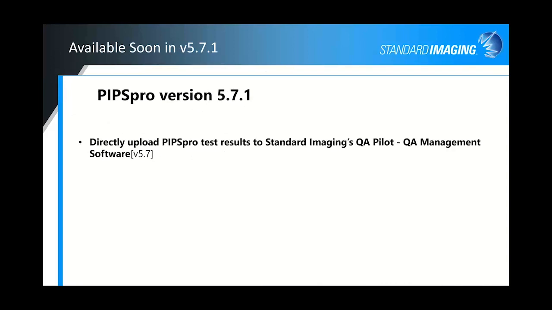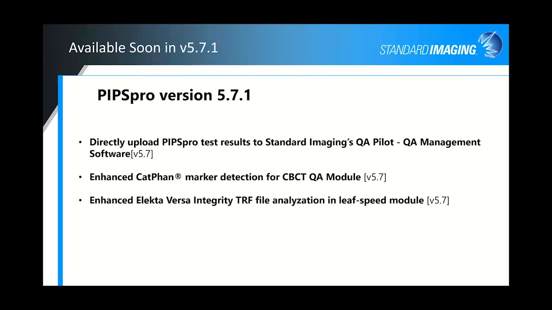So just looking into some of the components of what we're adding, we just have that direct upload to QA Pilot. We had some enhanced Catphan marker detection within that cone beam QA module, so that's been improved. It makes your life a little easier when you are doing your cone beam tests. We've added some enhanced TRF file analysis for the leaf speed module for Elekta as well.